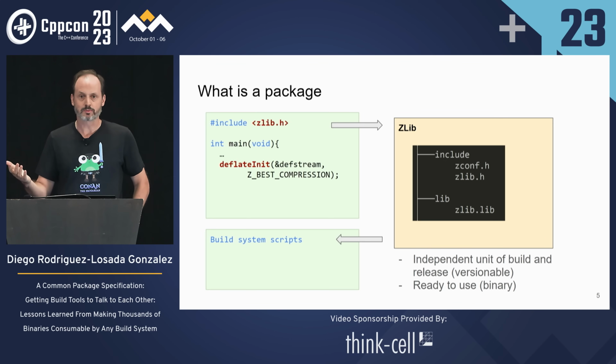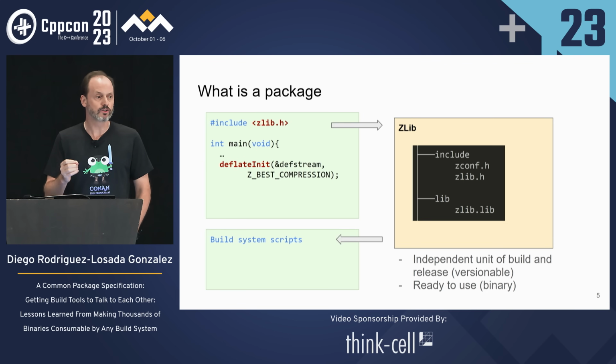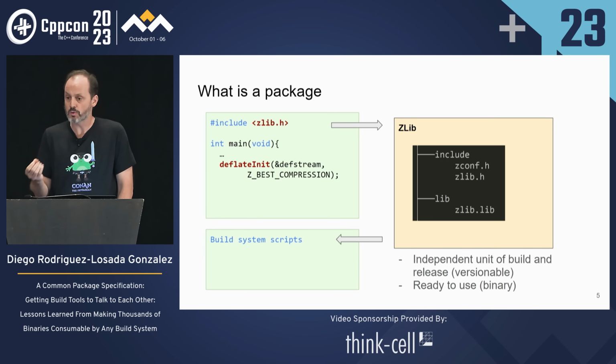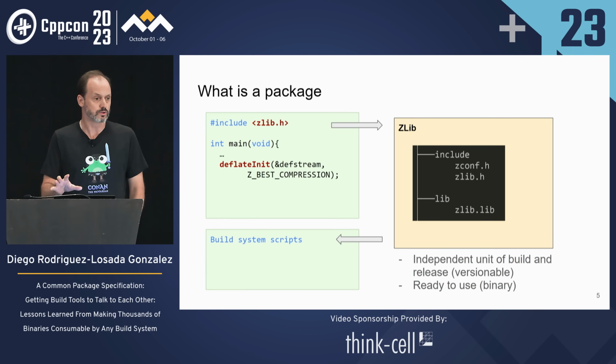So when we are talking about a package, we are talking about a compiled library, typically, or a set of libraries that is an independent unit of build and release. That means that you can typically put a version number on it. If you want to, it's not necessary, but typically you can put a version number. And of course, it's something that is ready to use. I don't care what build system was used to create this binary, as long as I have the binary package ready to be used.